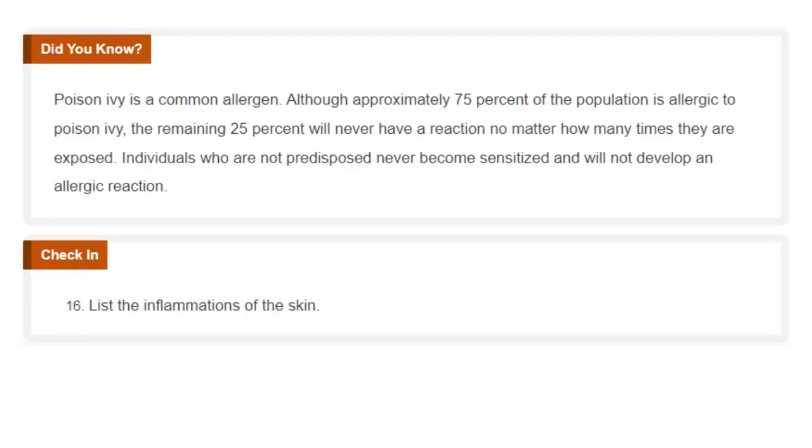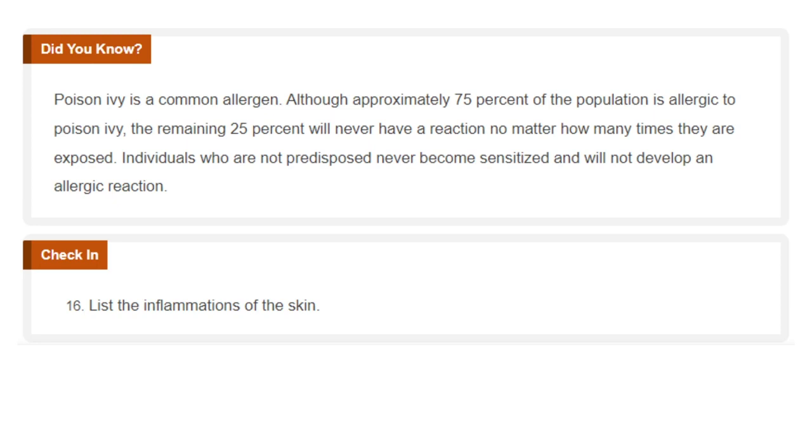Did you know? Poison ivy is a common allergen. Although approximately 75% of the population is allergic to poison ivy, the remaining 25% will never have a reaction no matter how many times they are exposed. Individuals who are not predisposed never become sensitized and will not develop an allergic reaction.